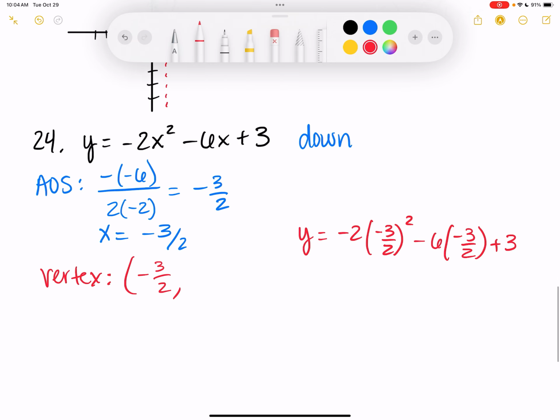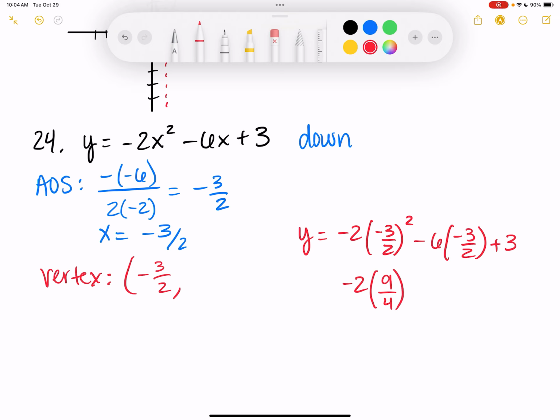What happens when I square this? You square the 3 and the 2, you put the exponent inside of everything. What do I get? You should know what the exponents are doing by now. You actually get 9 over 4. 3 squared is 9, 2 squared is 4. So this is negative 2 times 9 over 4.